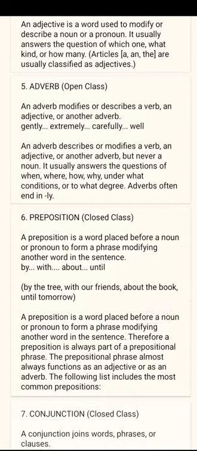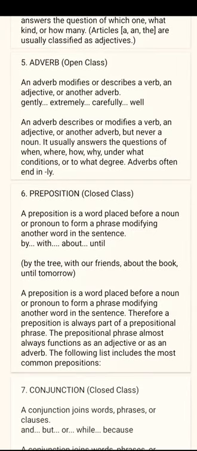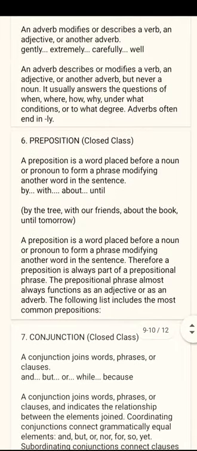An adverb describes or modifies a verb, an adjective, or another adverb, but never a noun. It usually answers the questions of when, where, how, why, under what conditions, or to what degree. So when we discuss these types, you will understand what this lecture or this sentence means.